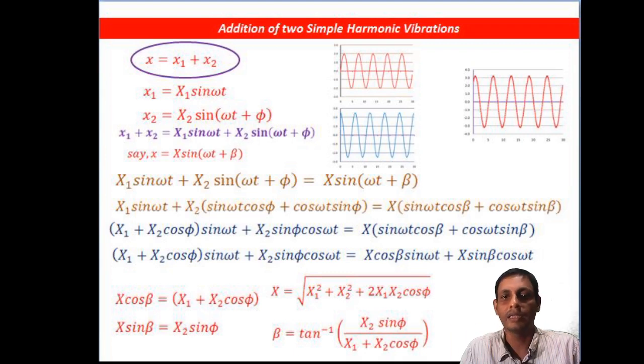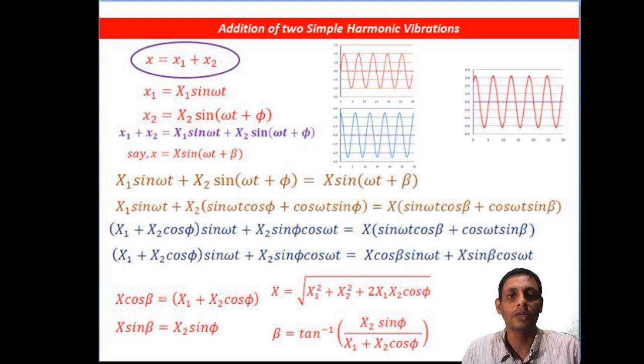In the figure, you can see the two images corresponding to the simple harmonic motions represented by x1 equals capital X1 sin omega t. That is the first equation. And I am giving a phase difference phi, so that there is a difference in the starting point, but the frequency remains the same, omega remains the same. Our objective is to find the summation of these two waves. So two simple harmonic motions, vibrations, we are adding together.